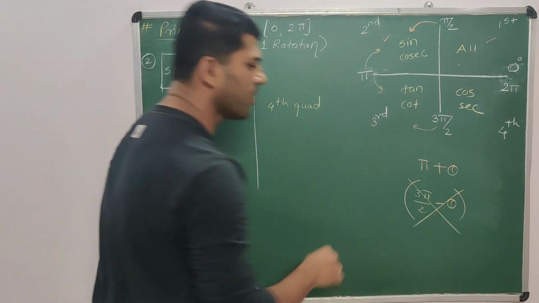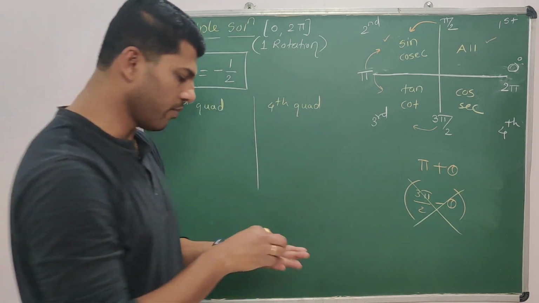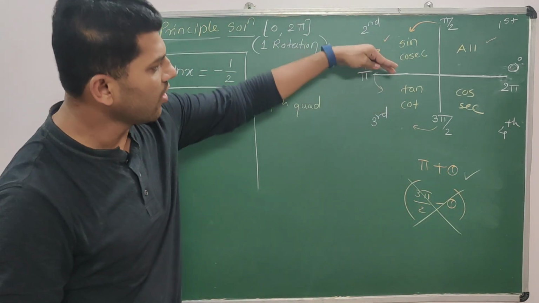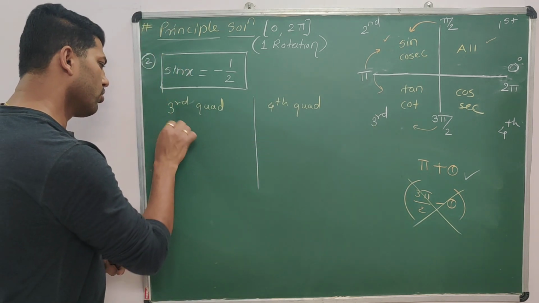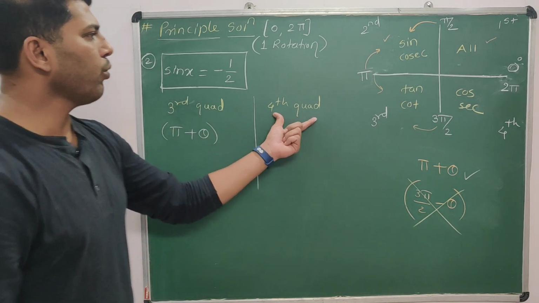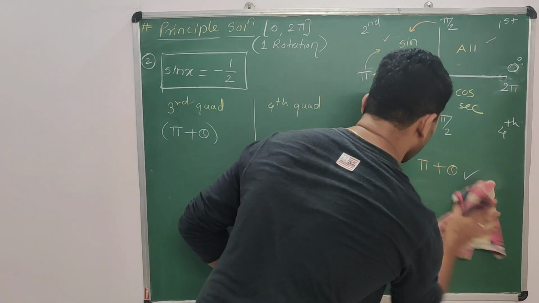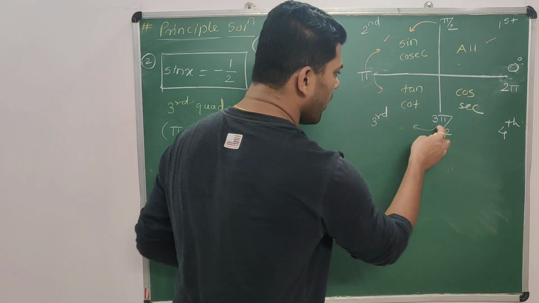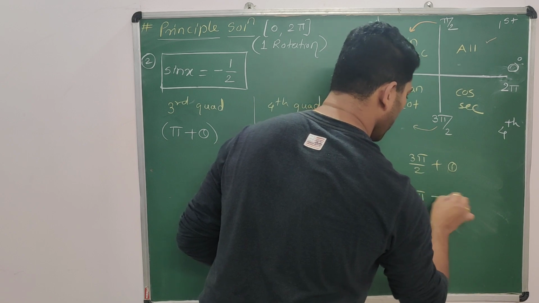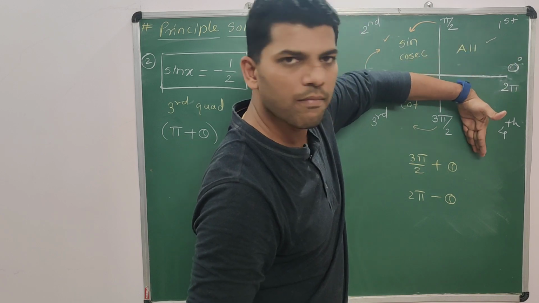Please neglect this possibility because 3 pi by 2 changes the trigonometric ratio and we don't want to change the trigonometric ratio. So I am selecting this possibility to enter into the third quadrant: pi plus theta. So one of the solutions lies in third quadrant, pi plus theta. How to enter into the fourth quadrant? See, there are two possibilities again. So to enter into the fourth quadrant, there are two possibilities. One, 3 pi by 2 plus theta and 2 pi minus theta.